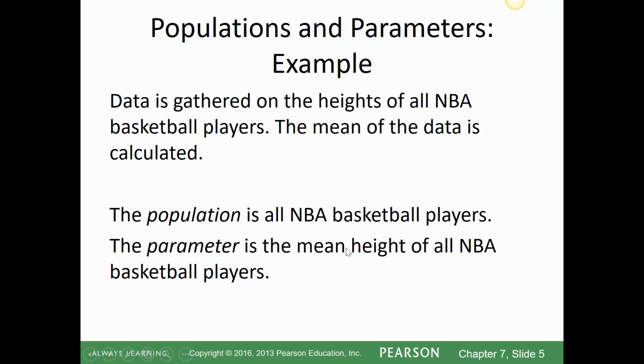So here's an example. Data is gathered on the heights of all NBA basketball players. The mean of the data is calculated. So the population here is all NBA basketball players, where the parameter, which is some numerical value, is the mean height of all NBA basketball players. Notice we didn't take a sample here. We took the mean of all NBA basketball players. So that's measuring some measurement of the population.